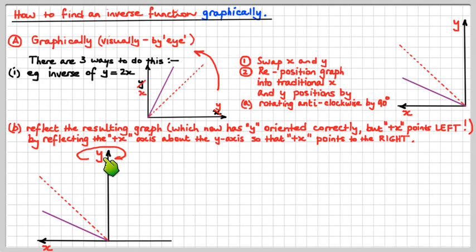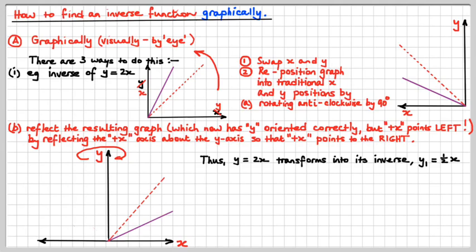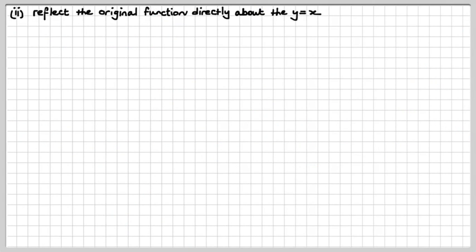I'm just going to swivel this whole thing 180 degrees around the y-axis, and you will see what happens. There she be. And that's it. You can see that the new graph is quite clearly y equals half x instead of y equals 2x. Yes, it's pretty marvellous, isn't it? So the y equals 2x transforms into the inverse y equals half x. Okay? Great.